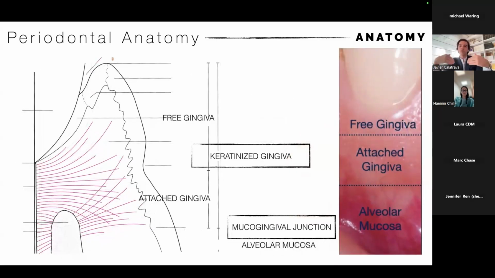From a more external point of view, let's all go back and remember that we have gingiva and alveolar mucosa that are separated by the mucogingival junction, and that gingiva can be either attached gingiva or free gingiva, or it's not attached.